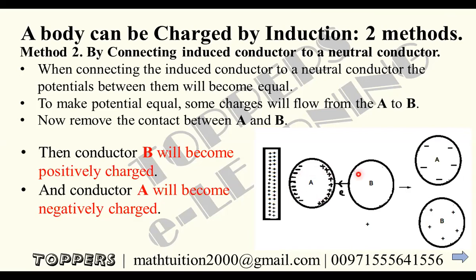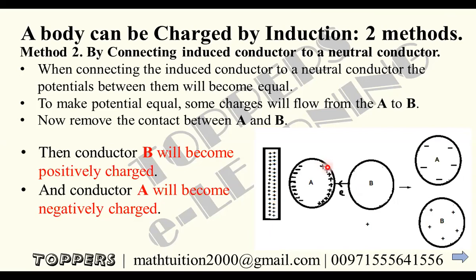Now we are bringing another neutral body, B, of the same shape, size and material, and we are connecting these two by a conducting wire. What will happen? This is a neutral body, right? But it is a metal conductor, so electrons are ready to flow if there is a potential difference. There is a potential difference between this area and body B. Electrons will flow from B to A to make the potential difference equal to zero, right?